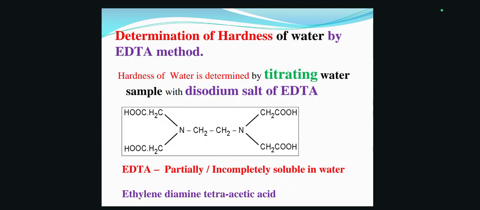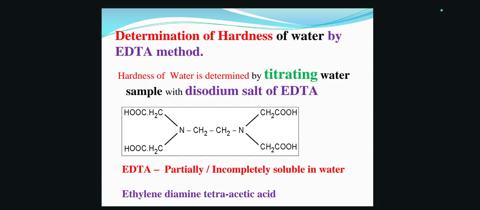in the water, and for that which method we are going to use? EDTA method. So why is the name EDTA method given? Because we are going to use EDTA chemical for finding hardness. Okay. So here simple titration we are going to do, that is the titration between water sample and disodium salt of EDTA.